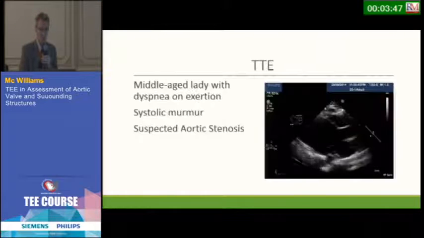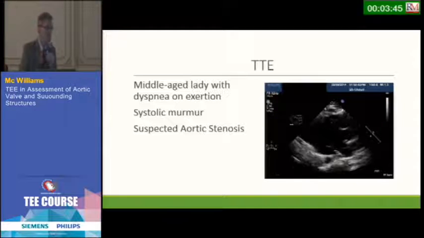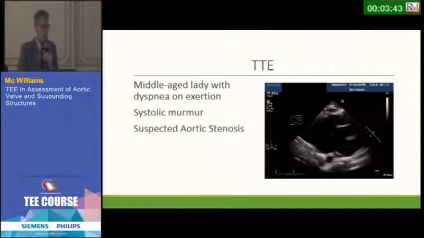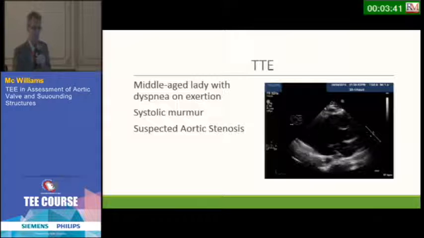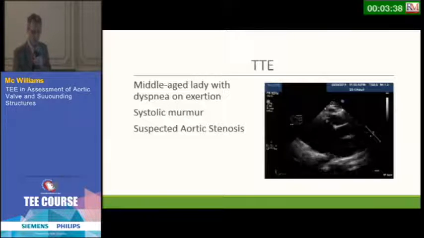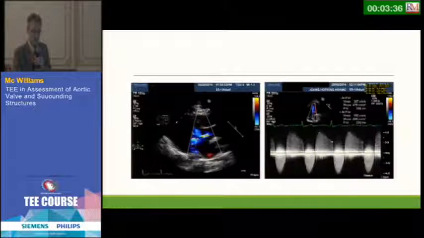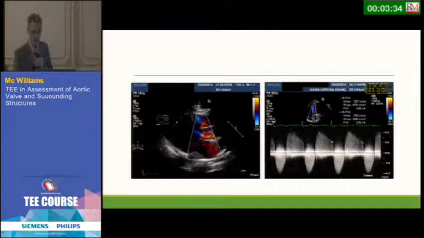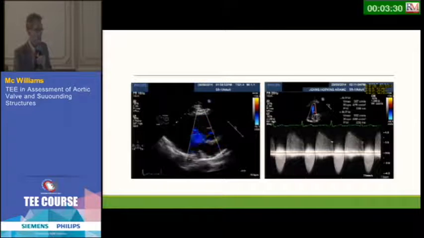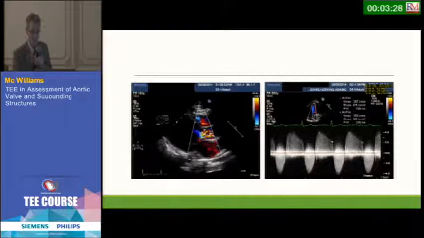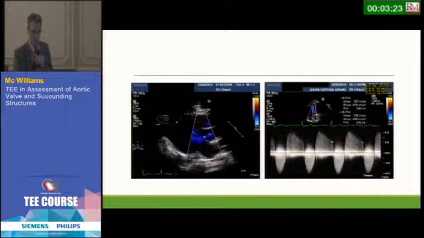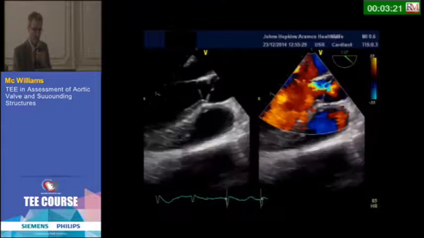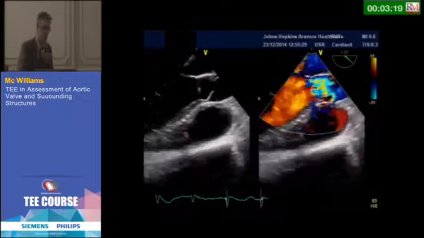Just briefly about subaortic pathology. This was a middle-aged, slightly obese lady who presented with increasing breathlessness and a systolic murmur, suspected aortic stenosis. The transthoracic echo shows what looks like aortic stenosis and regurgitation. So she was sent for transesophageal echo prior to considering aortic valve replacement. So this is the transesophageal echo. What are we seeing on transesophageal echo?